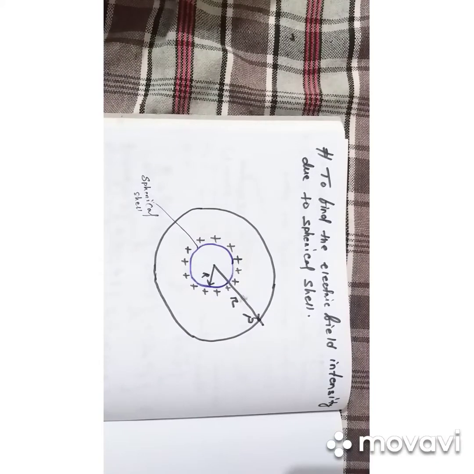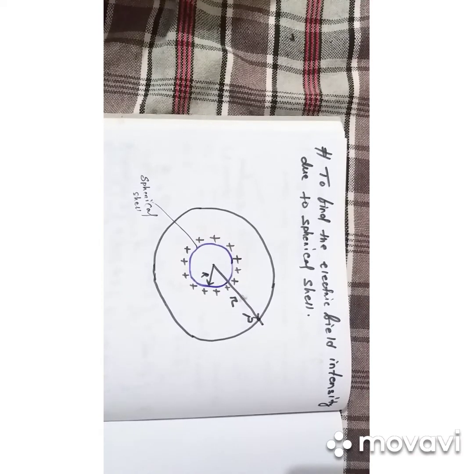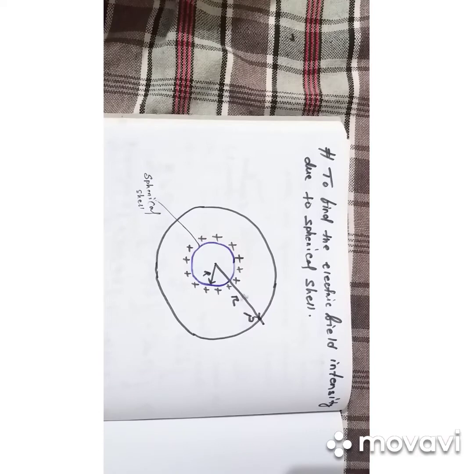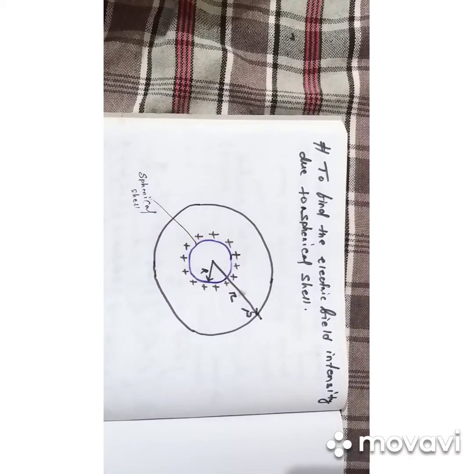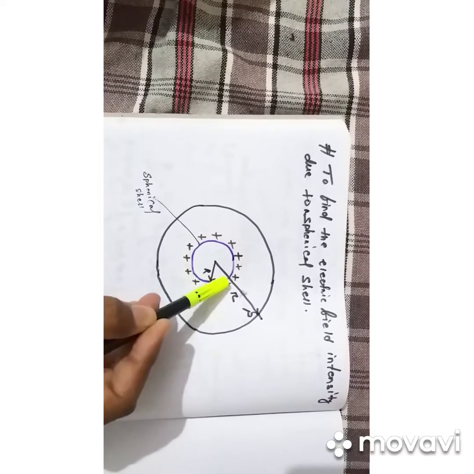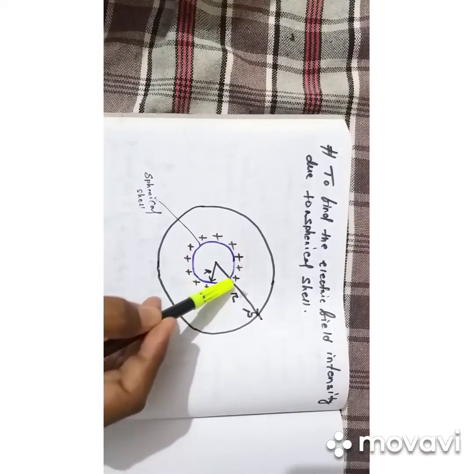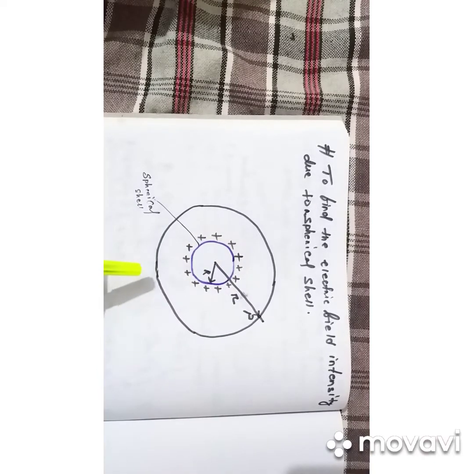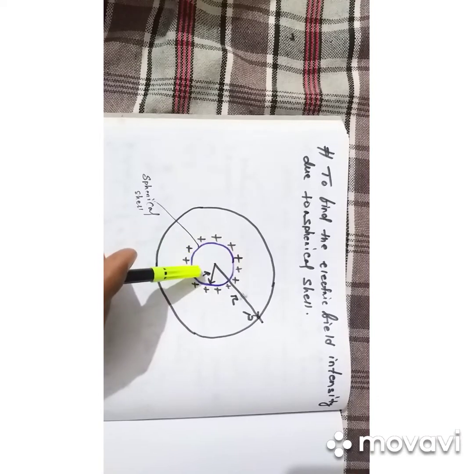Good evening, students. Today my topic is application of Gauss law to find the electric field intensity due to a spherical shell. Here, this is the spherical shell where positive charges are uniformly distributed on the surface of the spherical shell, and that spherical shell has radius capital R.